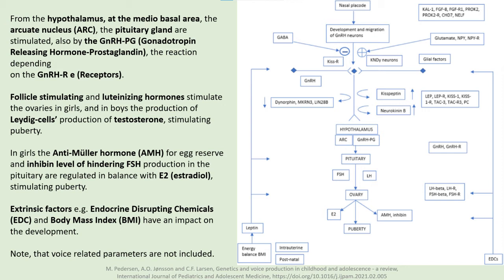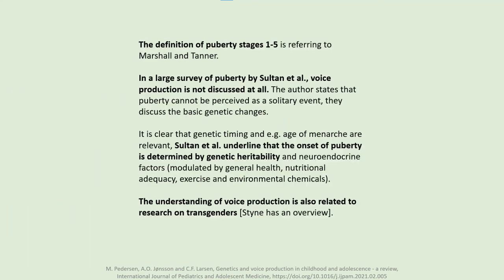Note that voice related parameters are not included. The definition of puberty stages 1 through 5 made by Marshall and Tanner is still of interest. In a large survey of puberty by Sultan et al., voice production is not discussed at all. The authors state that puberty cannot be perceived as a solitary event. They discuss the basic genetic changes. It is clear that genetic timing at the age of menarche is relevant. Sultan et al. underline that the onset of puberty is determined by genetic heritability and neuroendocrine factors modulated by general health, nutritional adequacy, exercise, and environmental chemicals.